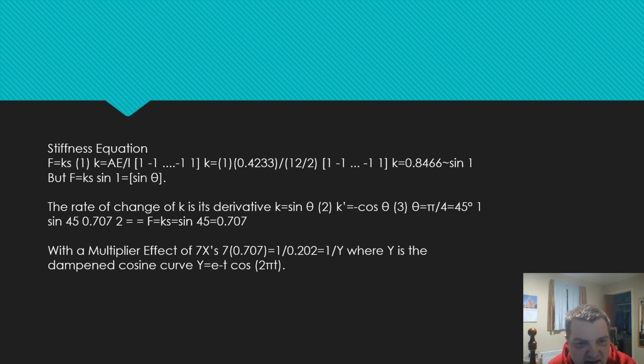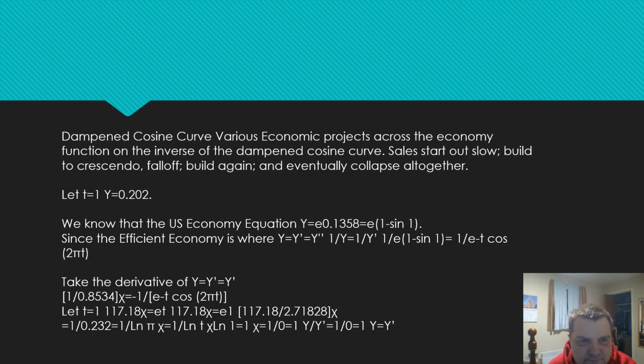With a multiplier effect of 7 times, 7 times 0.707 is equal to 1 over 202, which is equal to 1 over y, where y is the dampened cosine curve, which is given by the formula y is equal to e to the power minus t, cosine of 2 pi t. The dampened cosine curve, various economic projects across the economy function on the inverse of the dampened cosine curve. Sales start out slow but build up to a crescendo, fall off and build again, and eventually collapse altogether.